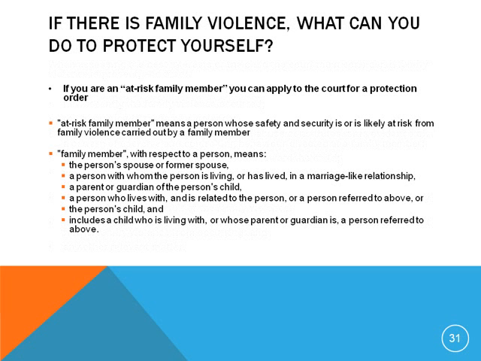An at-risk family member means a person whose safety and security is or is likely at risk from family violence carried out by a family member. Okay, so it doesn't have to be that you are being abused right this second. It might mean that we know it's coming down the pipeline. And what does it mean to be a family member? So it can be a spouse, a former spouse, someone you're just living with in a marriage-like relationship, a parent or guardian, a relative. It includes a child. So you're an at-risk family member.